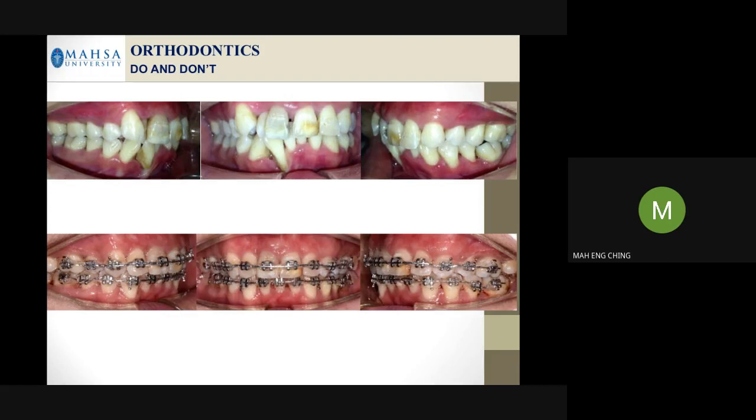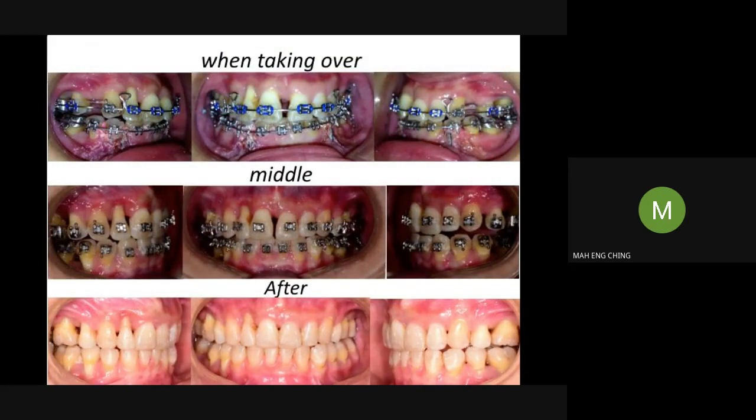So this kind of patient, you have to be careful because the periodontal support is compromised. For this patient, you have to apply the force very gently, very gently. Remember, always light and continuous forces. So same thing, because the periodontal support is compromised, the center of resistance moves upward. So you have to be a bit careful.